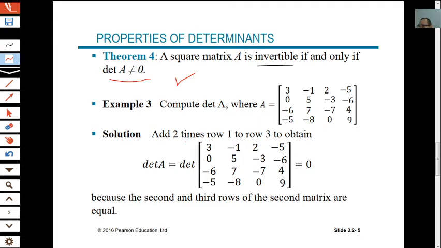For example, compute the determinant for this one. We have a 4 by 4 matrix, and if the determinant is equal to 0, then we understand that it is not invertible.